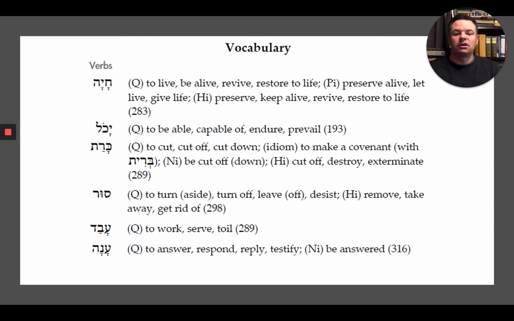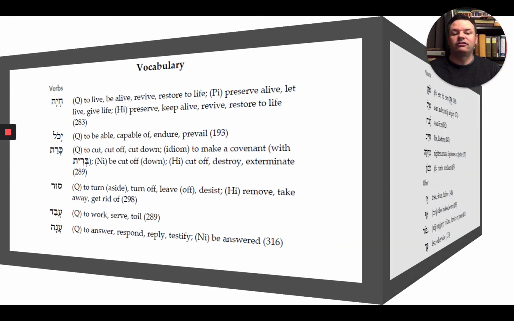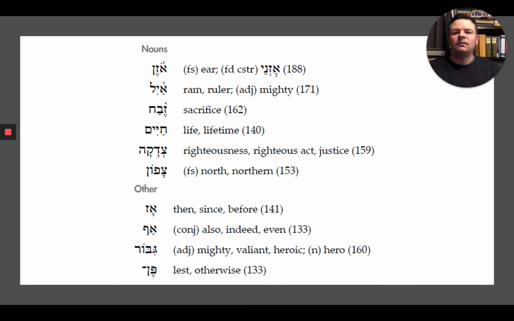Avad, to work. I think we've already seen the word eved, which is the word for servant. So the word avad, having the same root, is to work, to serve, to toil. Ana, to answer, to respond. And the nifal, you notice that you got the passive, to be answered. Ozen, ear. Isle, ram. So there was an isle caught in the thicket, right, by its horns. Zevach, sacrifice.